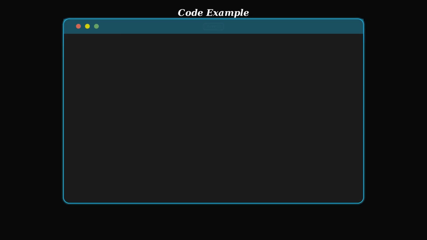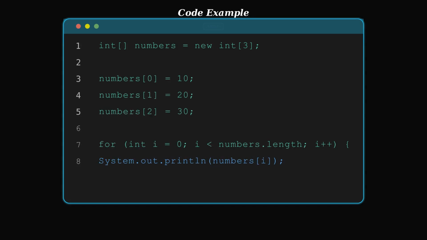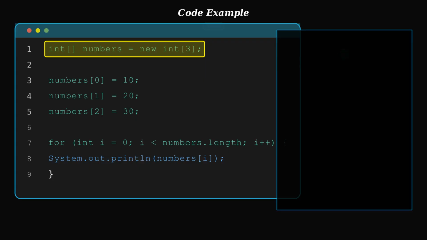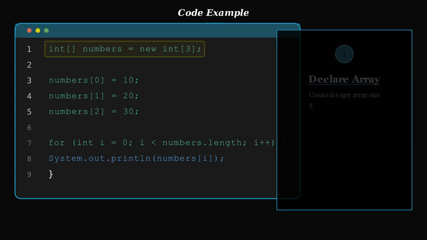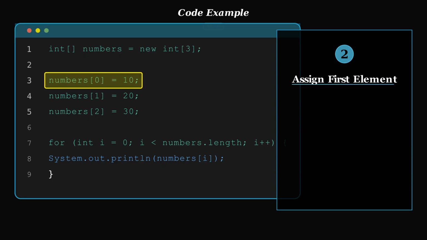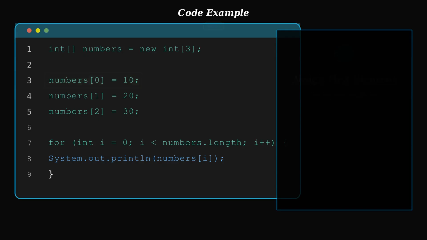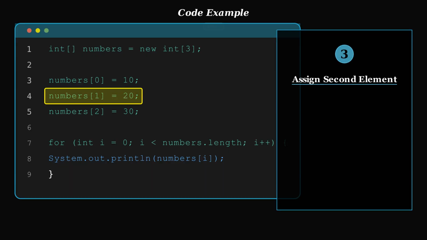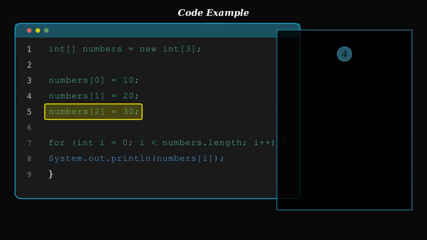Here is the implementation. Declare array. Create integer array size 3. Assign first element. Set index 0 to value 10. Assign second element. Set index 1 to value 20. Assign third element. Set index 2 to value 30.